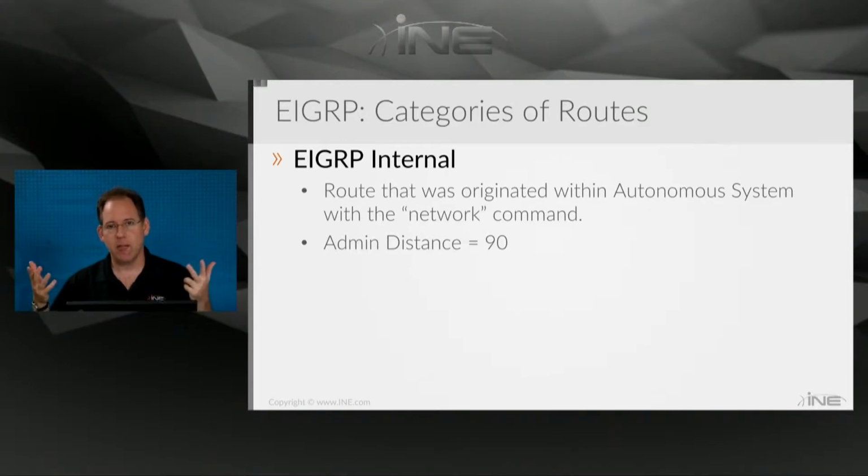Now when it sends that network in an update, there's a little flag in there that says, this is an EIGRP internal network. So when you receive an EIGRP update from me, you and I are neighbors, and you see that little flag in there saying it's an EIGRP internal network, you will assign it an administrative distance of 90 that you see right here. Well, what's the other way that EIGRP could advertise networks?